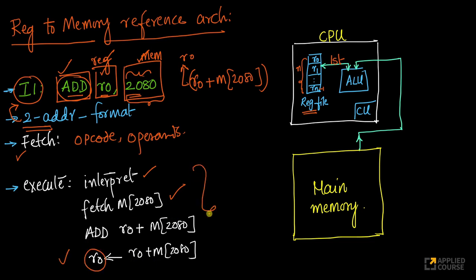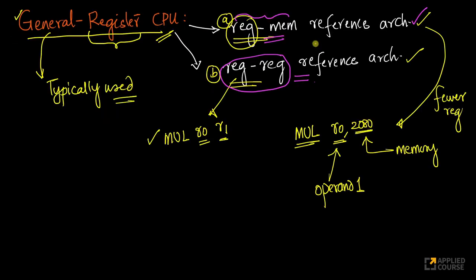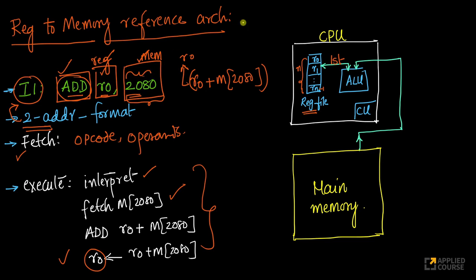This is how the execute cycle works in a register to memory reference architecture, which is one of the general register CPUs. Again, this is very good when you have fewer registers, because one of your operands is actually coming from the main memory. You don't have to keep all the operands in your register file because you may not have many registers. You have one of them in the registers, the other in the main memory. So when you have fewer registers, this architecture works very well. Very simple concept if you think about it.